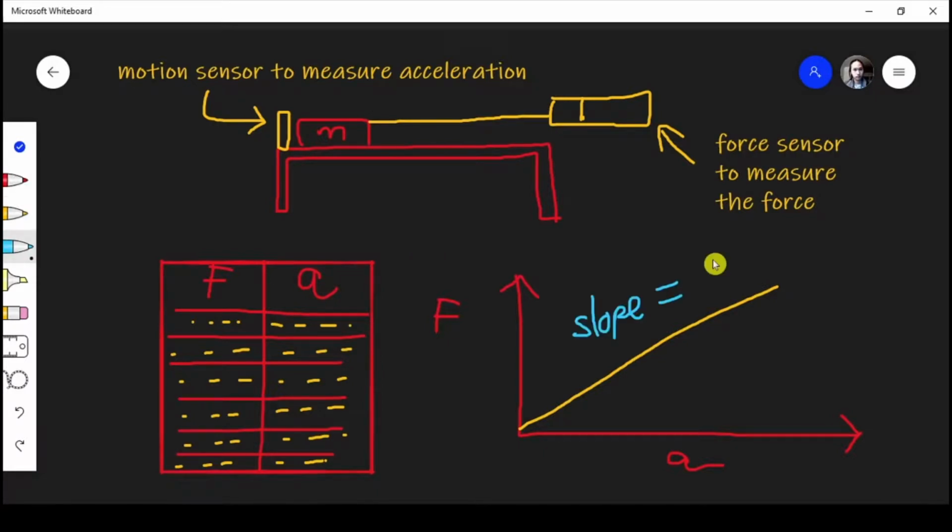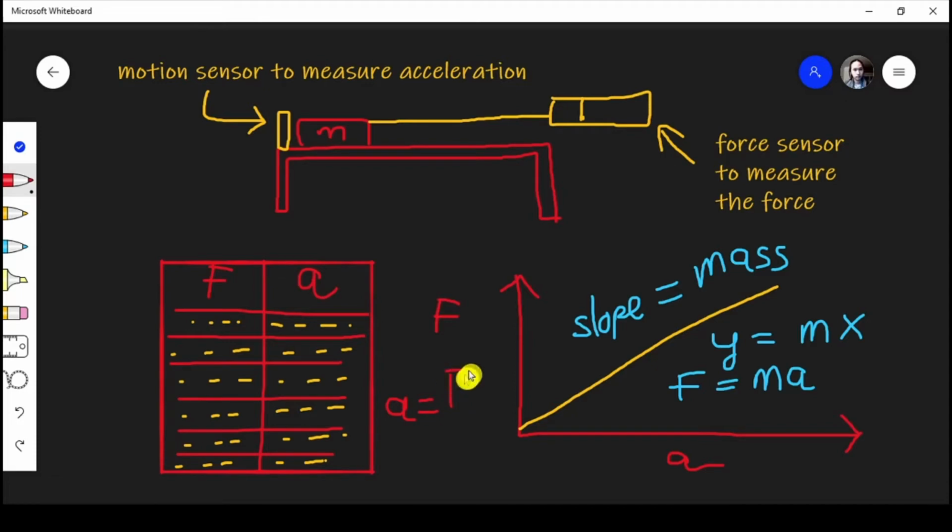And the slope of that line is going to be equal to the mass, which makes sense because y equals mx, or force equals ma, or as the equation says, a equals net force over m.